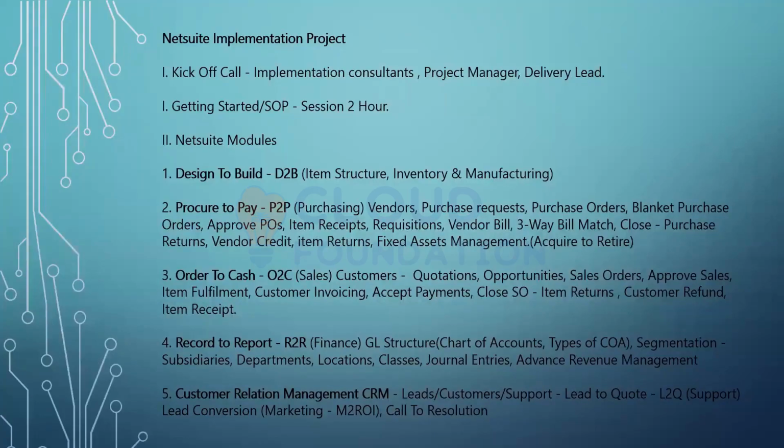The purchase returns are done, the vendor credit is given, and the item receipts. And there is something called fixed assets management, which is acquire to retire. So fixed assets is separate from procure to pay, which is for purchasing. The name of this module is acquire to retire, which means you have a property, or you have certain vehicles, you have some bonds.